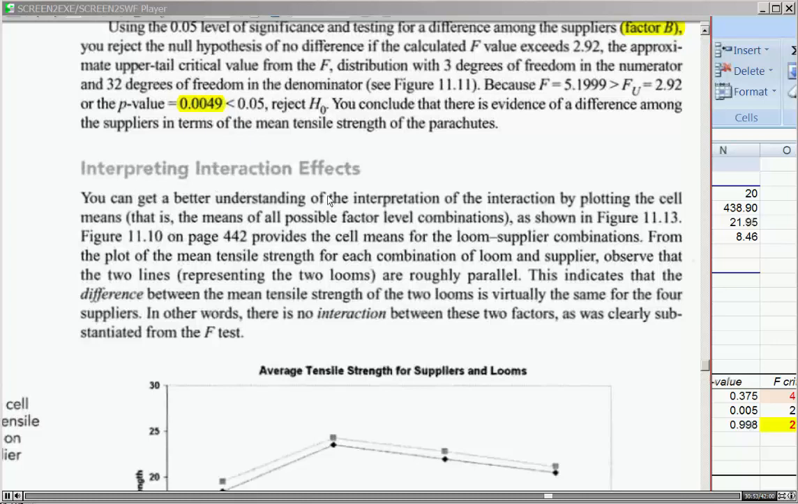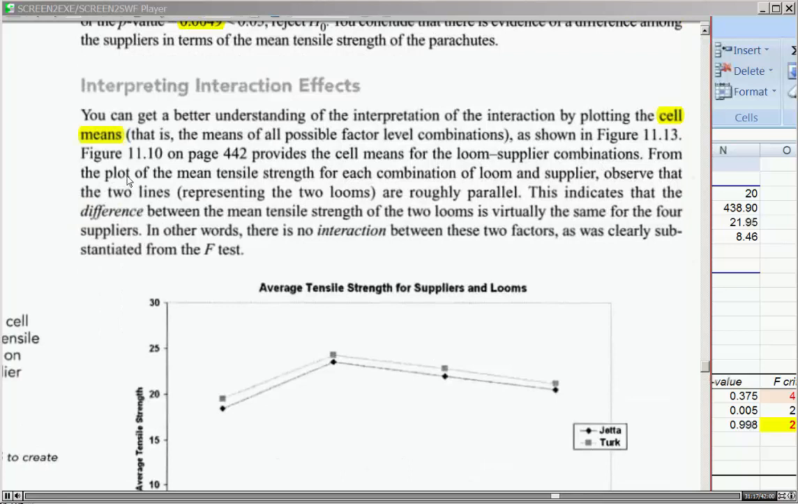Interpreting interaction effects. You can get a better understanding of the interpretation of the interaction by plotting the cell means. Keyword, cell means. That is the means of all possible factor level combinations as shown in figure 11.13 right here. I highlighted these two words because we calculated the cell means in one-way ANOVA when we had 20 parachutes.